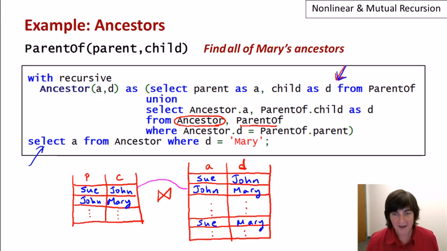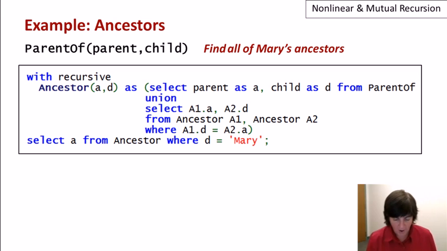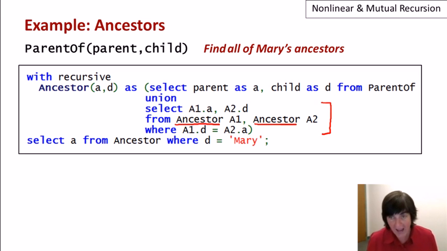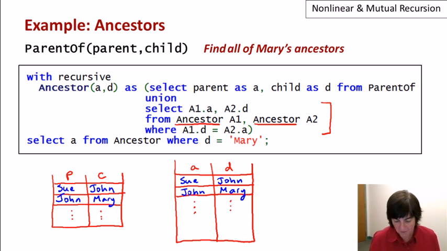Now let's take a look at a nonlinear expression of the same query. And here it is. What we see here is that the primary change is right in here. Instead of joining the parent with the ancestor in the recursive half, we're going to join two instances of the ancestor relation. And let's see what happens during execution when this is how we express our recursion. So we again start by copying the contents of the parent table into the ancestor table as part of the base query, and I've already shown that here.